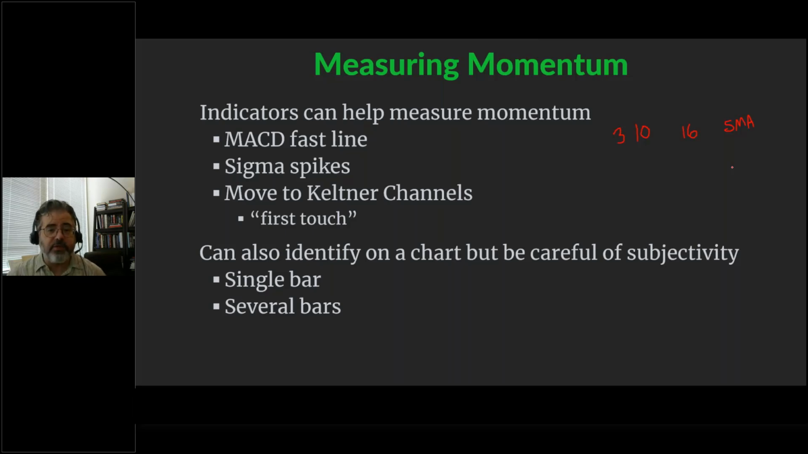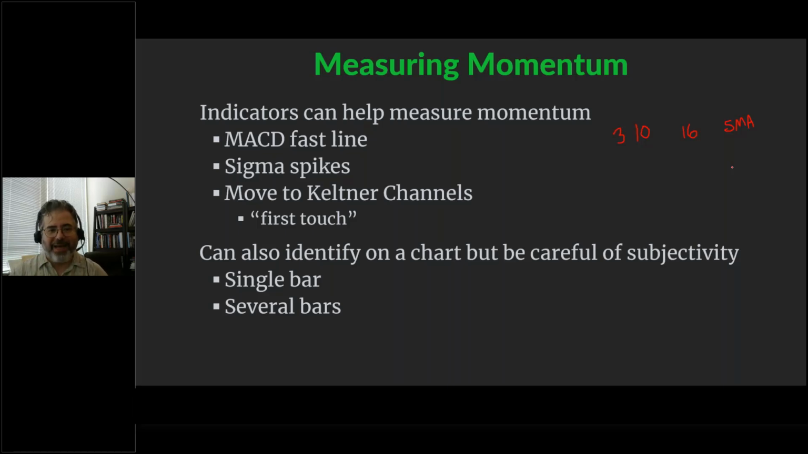The tool's still useful. You can also use stochastics, you can use CCI, a lot of different indicators can be used to help measure momentum. But just so you know, the one that's on my chart and the one that I use is this 3, 10, 16 MACD, made with simple, not exponential moving averages.